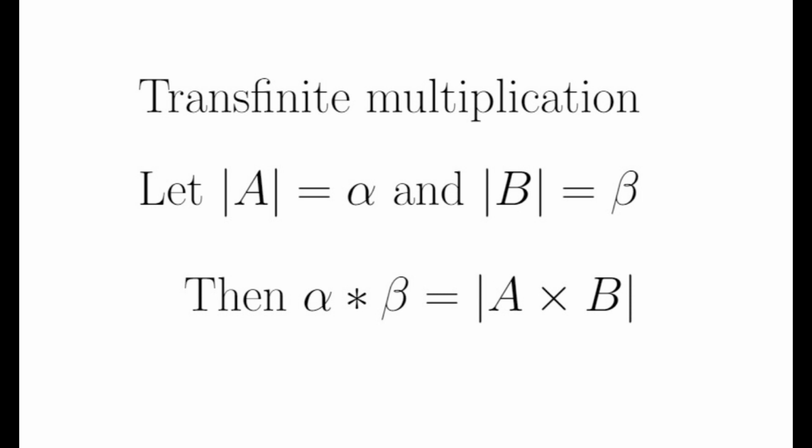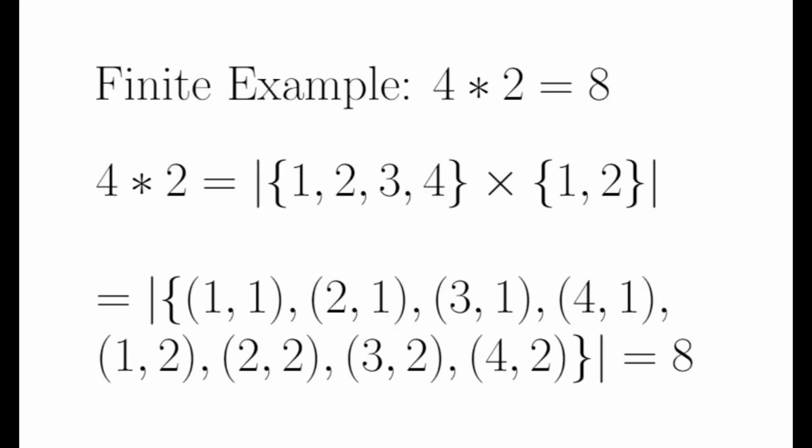For multiplication, we're going to keep the same setup we had for addition. Namely, we have two cardinal numbers, alpha and beta, along with two sets A and B, such that the cardinality of A is alpha and the cardinality of B is beta. Then alpha times beta is going to be the cardinality of the Cartesian product of A and B. Unlike with addition, it doesn't matter if our sets are disjoint.